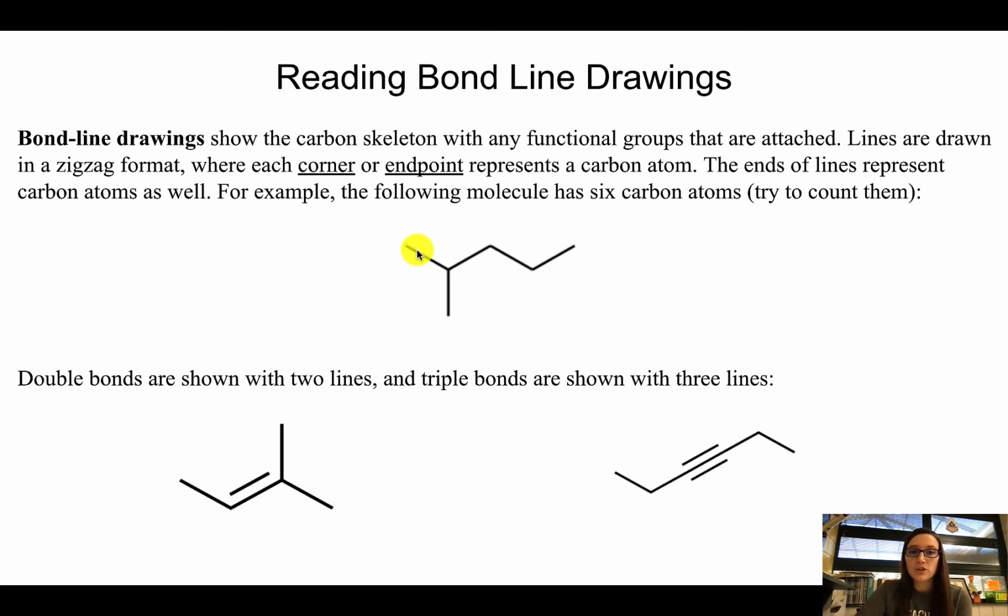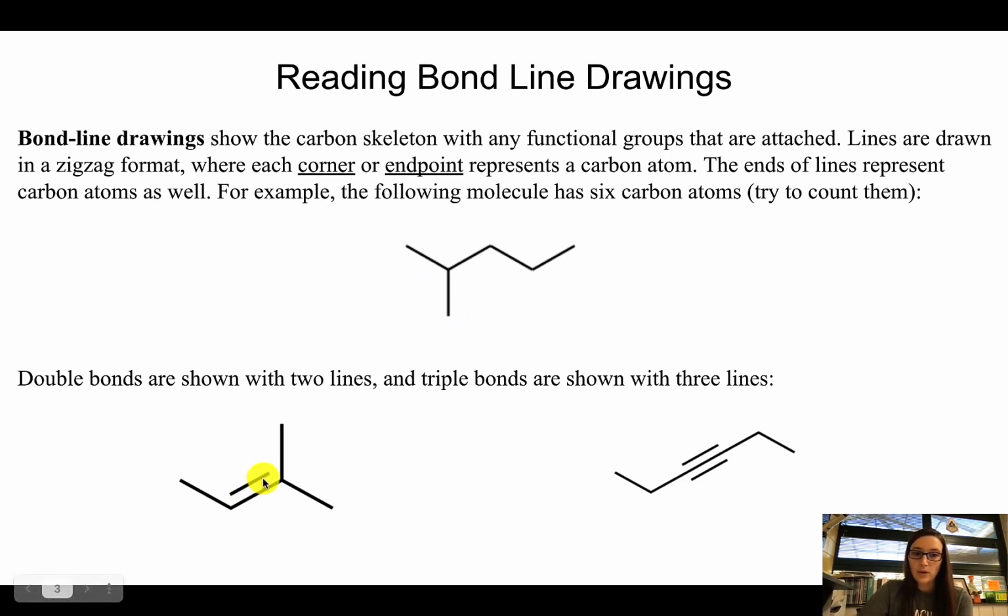These bond line drawings are drawn in a zigzag format. Each corner and end point represents a carbon atom. And so, for example, this molecule, every one of these points represents a carbon atom. So at the end, wherever two lines meet, there are carbon atoms. So this has 1, 2, 3, 4, 5, 6. Now, if you take a look at this, one line means it's a single bond. And so we have a carbon, single bond, carbon, single bond, carbon.